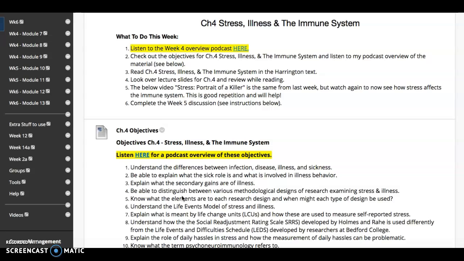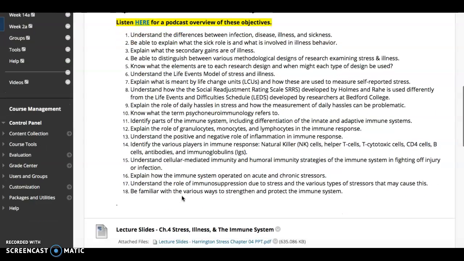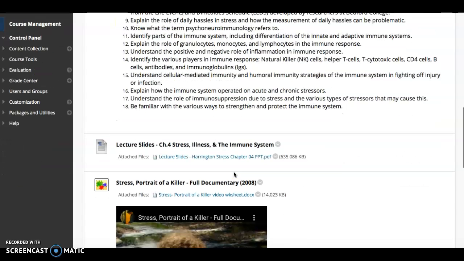What does stress do to the immune system? How does our immune system react when we're under stress? What happens? What are the key players? As we're going through the objectives here, you've got a ton of definitions. This is a chapter that's packed with words you've probably never seen before. So really take the time to understand how each of these plays a role in stress affecting the immune system.